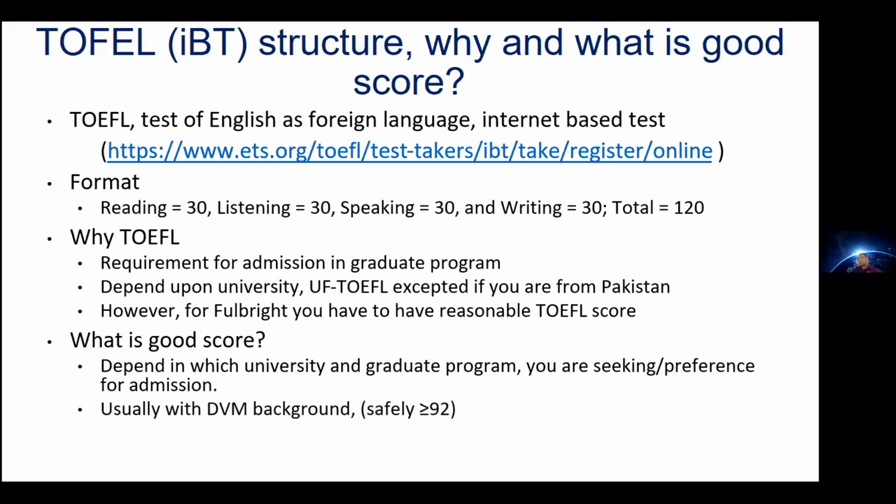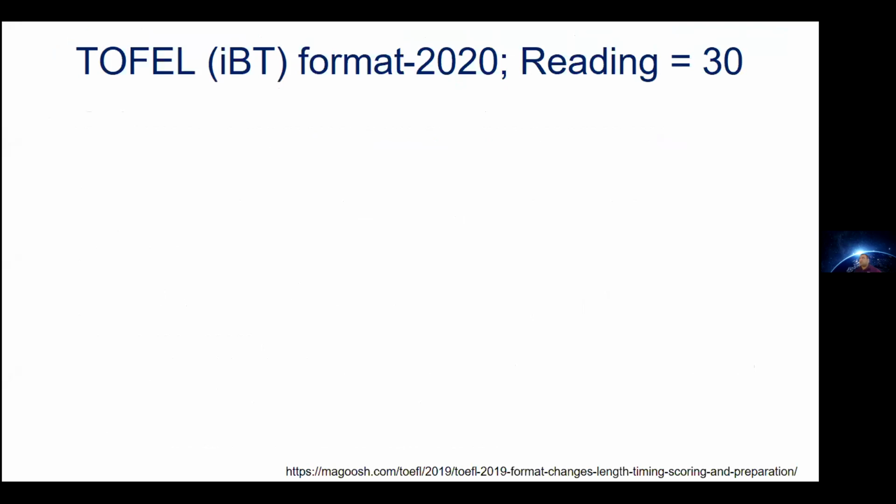So what is the best? This is just my personal opinion: usually 92 or above is a very good score, usually when we apply for animal science, dairy science, and related veterinary sciences programs in the US. So I would highlight each section of the TOEFL exam one by one. First one is the reading section.